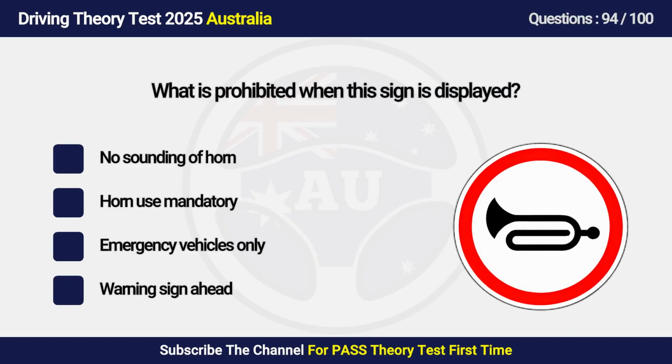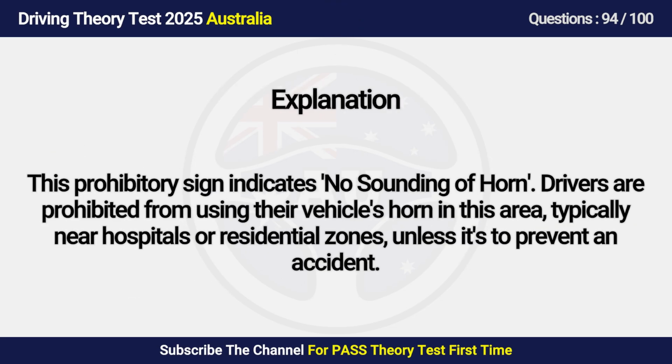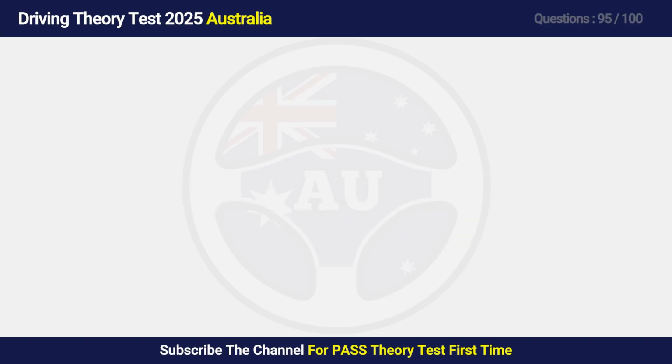Question 94. What is prohibited when this sign is displayed? A, no sounding of horn. B, horn use mandatory. C, emergency vehicles only. D, warning sign ahead. Answer is A, no sounding of horn. This prohibitory sign indicates no sounding of horn. Drivers are prohibited from using their vehicle's horn in this area, typically near hospitals or residential zones, unless it's to prevent an accident.